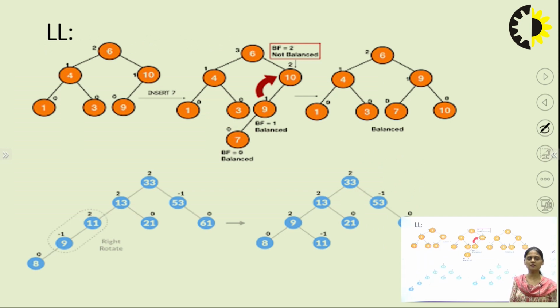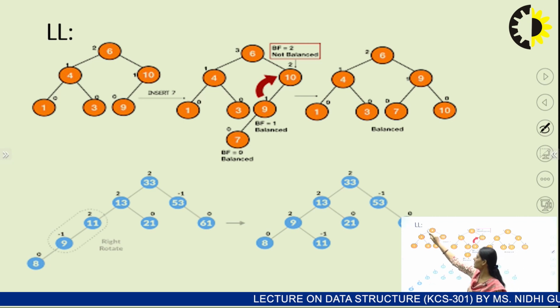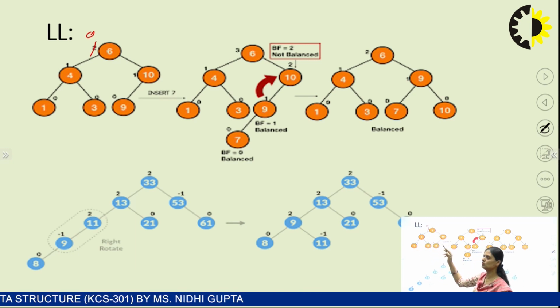So let's see this example. We have this tree. Over here we can see the balance factor is 0, 0, 0, 1. Then again we have 1 and this is 2. The balance factor is 0 because HL is 2 and HR is 2. 2 minus 2 is 0. The balance factor is 0 over here.